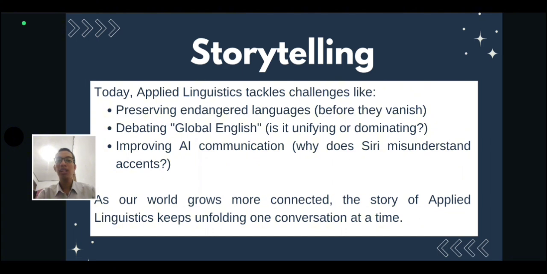Today, applied linguistics tackles challenges like preserving endangered languages before they vanish, debating global English, is it unifying or dominating, improving AI communication, why does Siri misunderstand a sentence? As our world grows more connected, the story of applied linguistics keeps unfolding one conversation at a time.